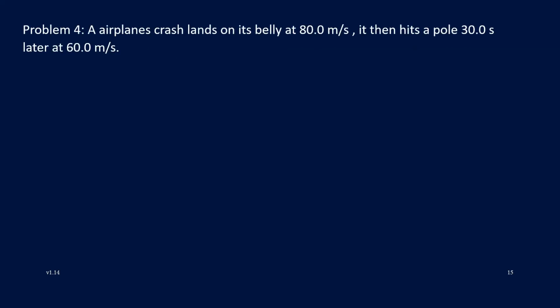Let's look at another problem. An airplane crash lands on its belly at 80 meters per second. It then continues on for 30 seconds and hits a pole at 60 meters per second. How far did it travel before hitting the pole? So it's telling us a couple things. It lands at 80 meters per second, that's the initial velocity, and then hits a pole 30 seconds later at a certain velocity, 60 meters per second.